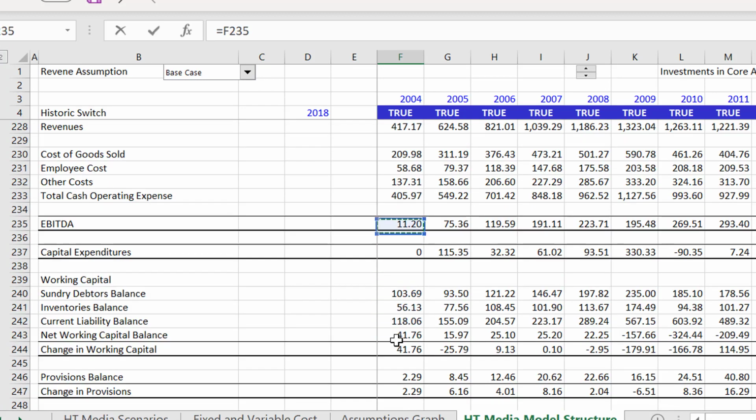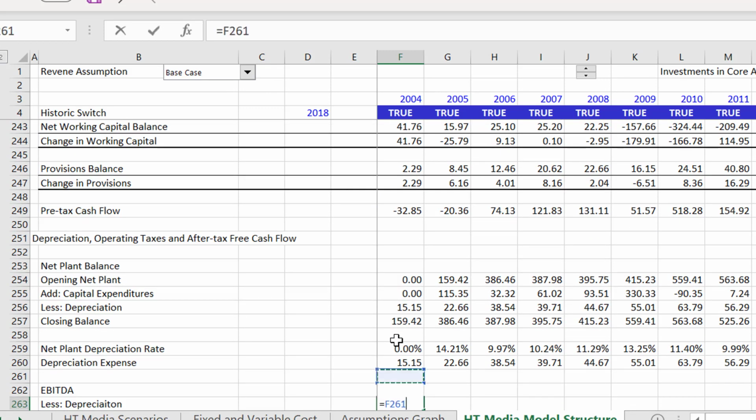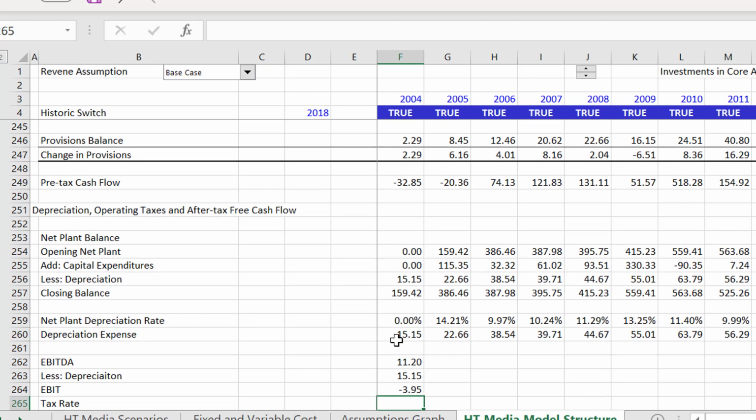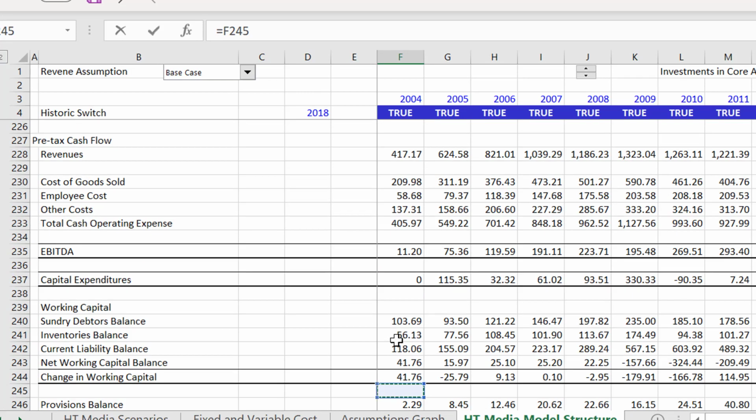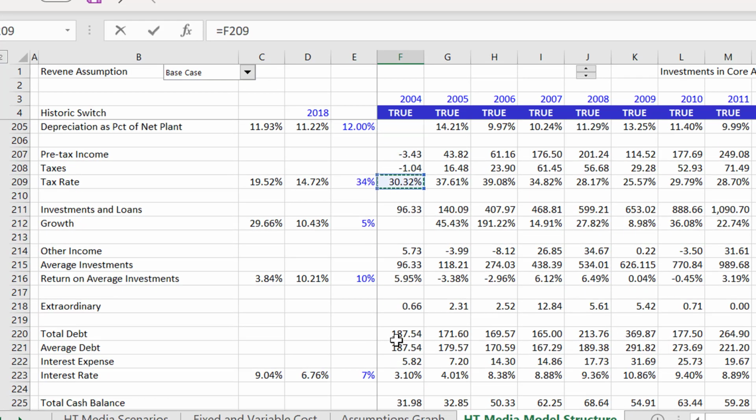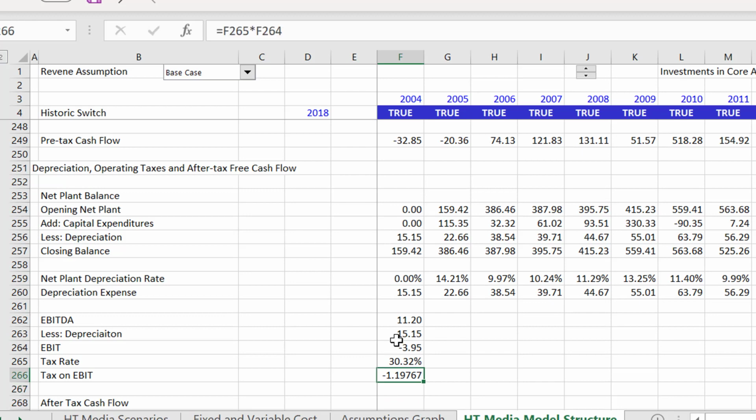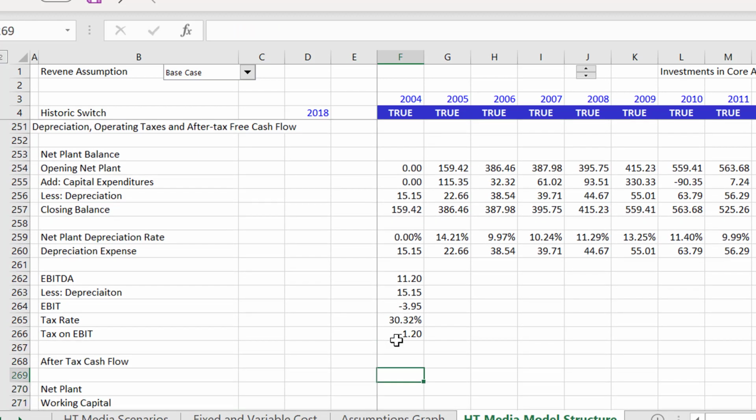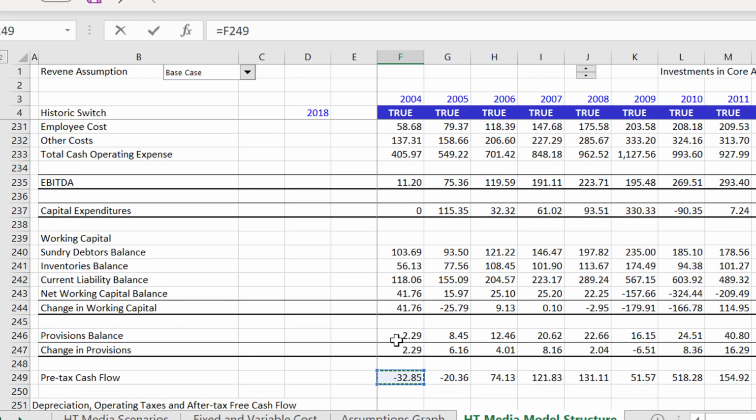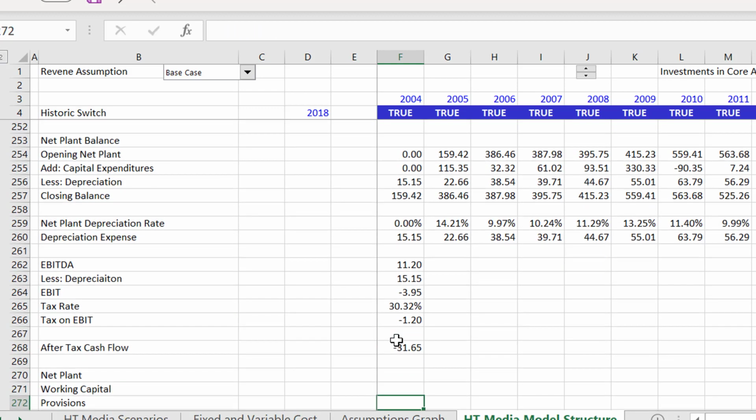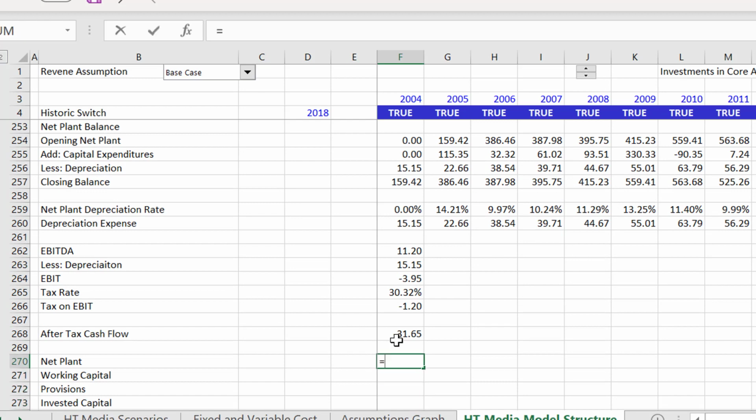So we can take our EBITDA now and take our depreciation expense and compute our EBIT. Oh, look, we have a negative number. And then we can find the tax rate assumption that we made up here. Hopefully that still works. And then we can get our taxes on our EBIT. That's the taxes you would pay if you had no financing. If this was a pure company where the whole company just consisted of these operations and no other income, no other investments, nothing else.